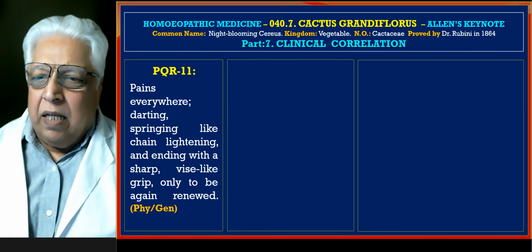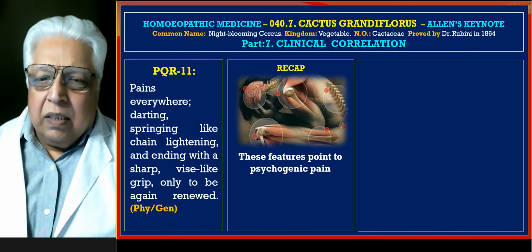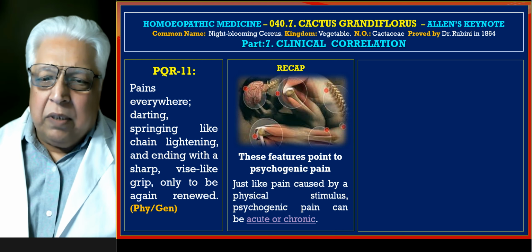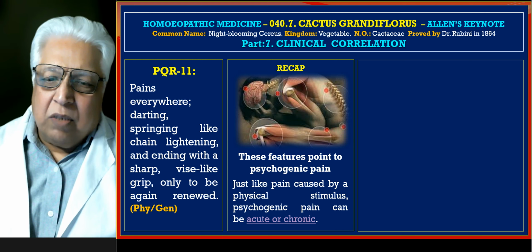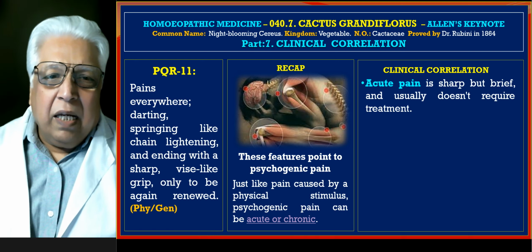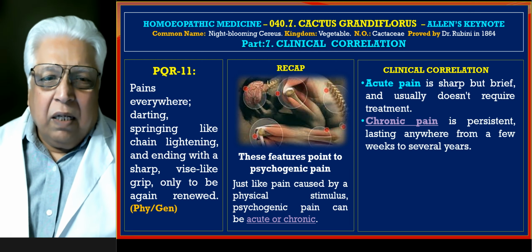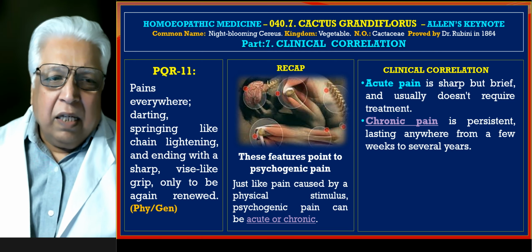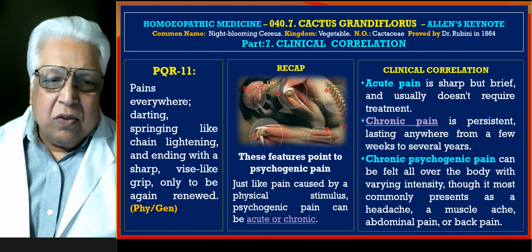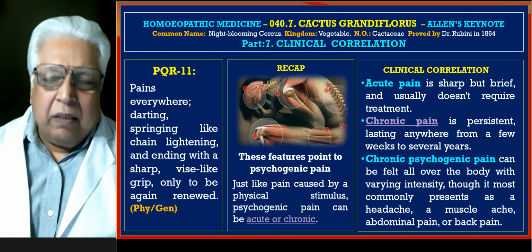PQR11 points everywhere darting, springing like chain lightning, and ending with a sharp, vise-like grip only to be again renewed. These features point to psychogenic pain, and most commonly you will find that some physical exertion or stimulus will aggravate this kind of pain, which can be acute or chronic. Clinically, we find acute pain is something which is sharp but brief and usually does not require any kind of management or treatment. However, chronic pain is persistent, lasting anywhere from a few weeks to several years. Chronic psychogenic pain can be felt all over the body with varying intensity, though it most commonly presents as a headache, muscle ache, abdominal pain, or backache.